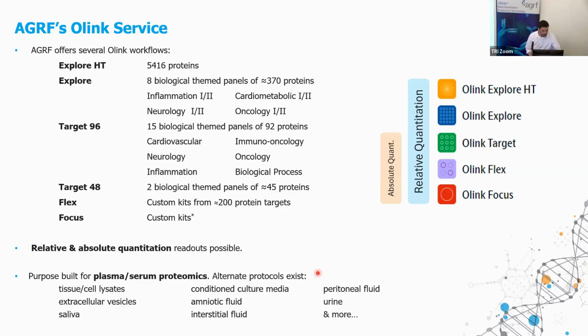As I mentioned, Olink is pretty much purpose-built for plasma and serum proteomics. However, there are alternate protocols which exist for a number of sample types, and there is published utility in a number of different sample types, including tissue cell lysates, conditioned culture media, peritoneal fluid, CSF, and a bunch more. So while the greatest use case exists within plasma and serum proteomics, there is broad utility in a great many sample types.